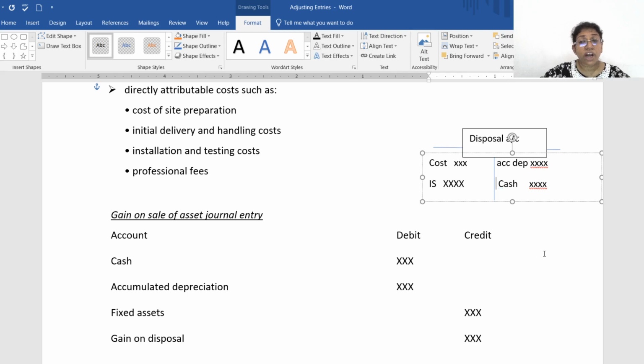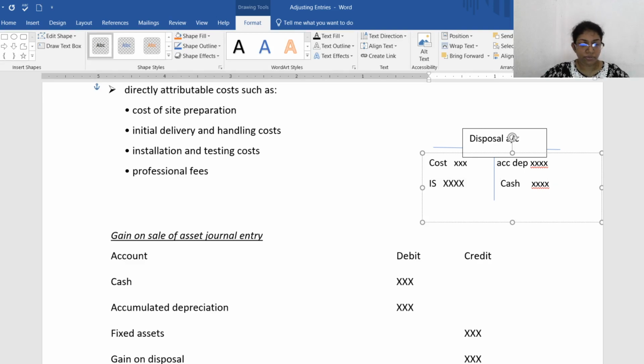So what will happen when there is a loss? When there is a loss, we are going to debit the income statement and we are going to credit the disposal account with the loss.